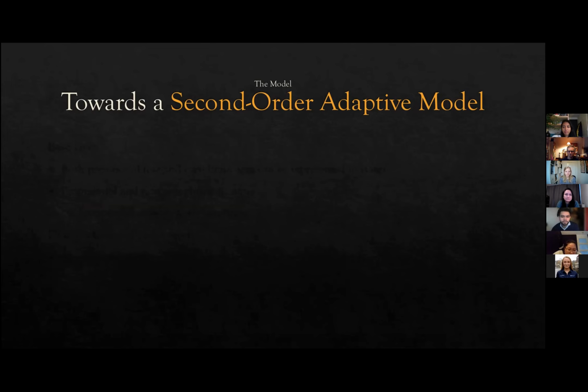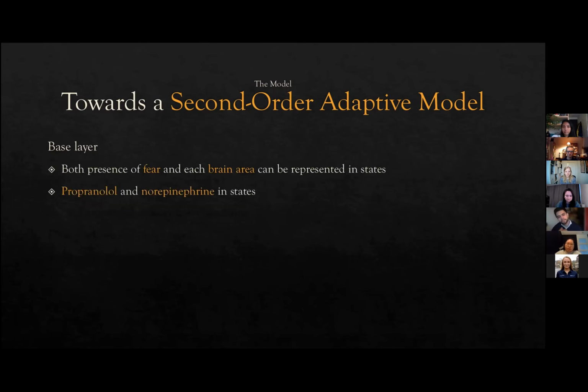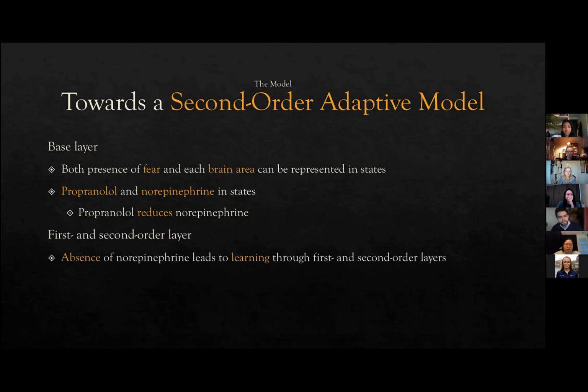Okay, so I'm going to take it from here with the model. How can we put fear extinction and administering propranolol in a model? The presence of fear and each brain area can be represented as a state, as well as propranolol and norepinephrine. As we can recall, propranolol reduces norepinephrine, and the first and second order layers can be utilized for learning. Now let's move on to the model.